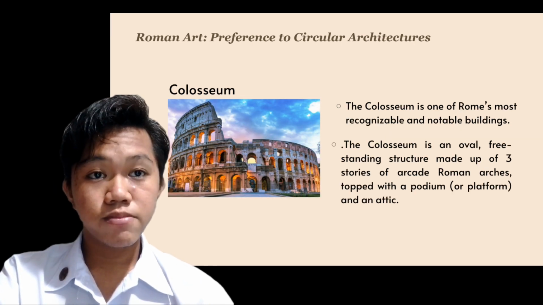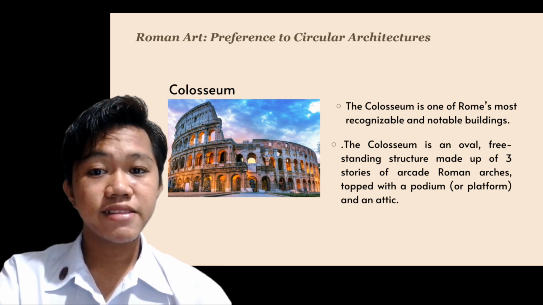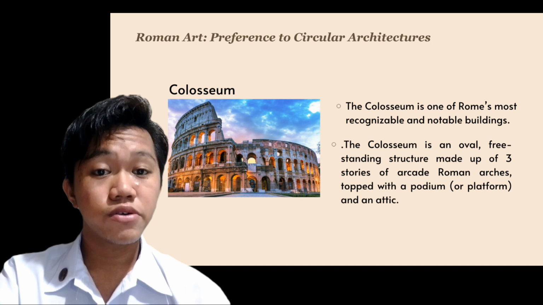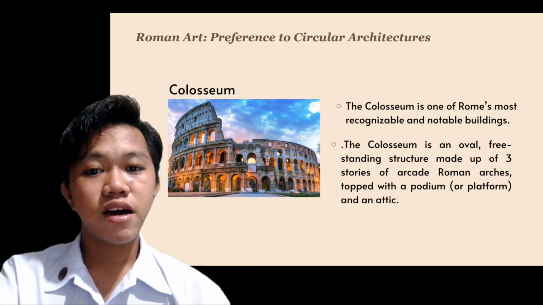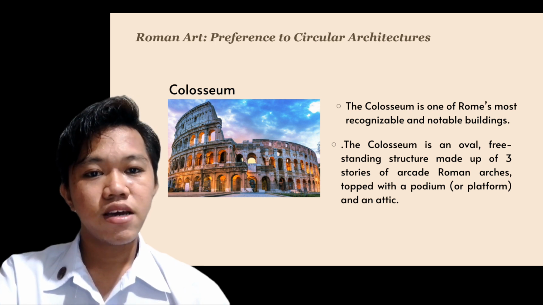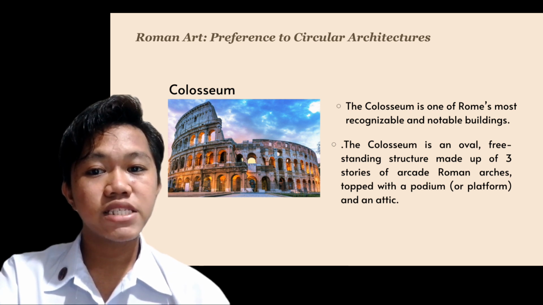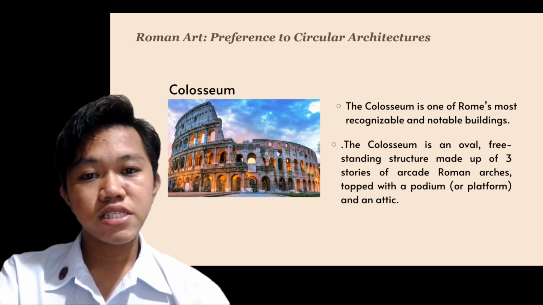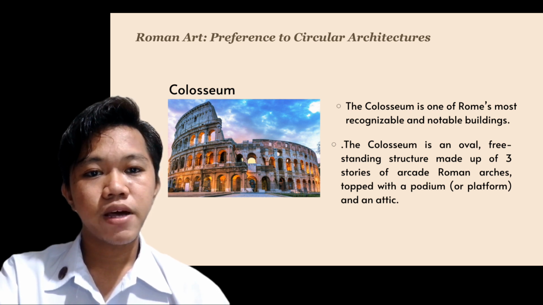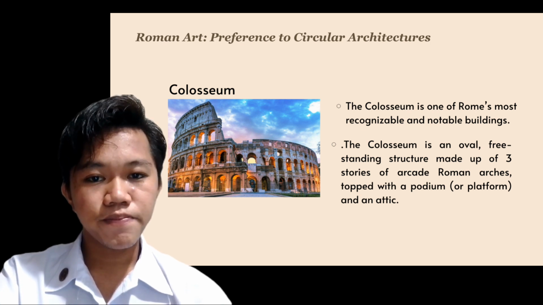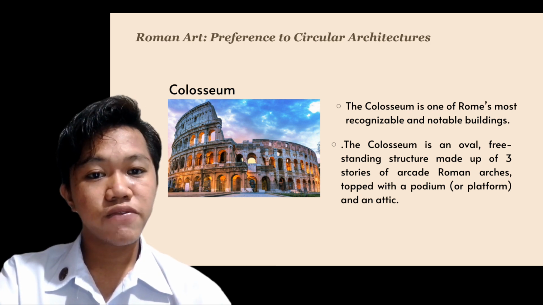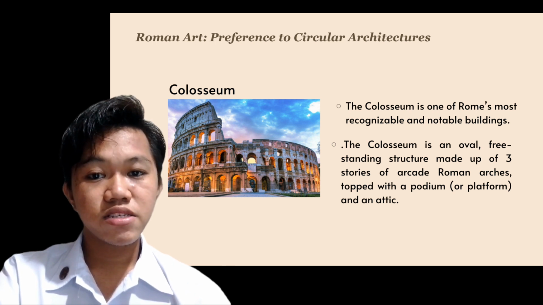One of the most famous and identifiable structures in Rome is the Colosseum. Currently, the landmark welcomes millions of tourists, and it is just as closely associated with Rome as the Eiffel Tower is with Paris. The Colosseum is an oval, freestanding building with three stories of Roman arcade arches, a podium or platform on top, and the attic below. Half columns, of which the first story is Doric, the second is Ionic, the third one is Corinthian.